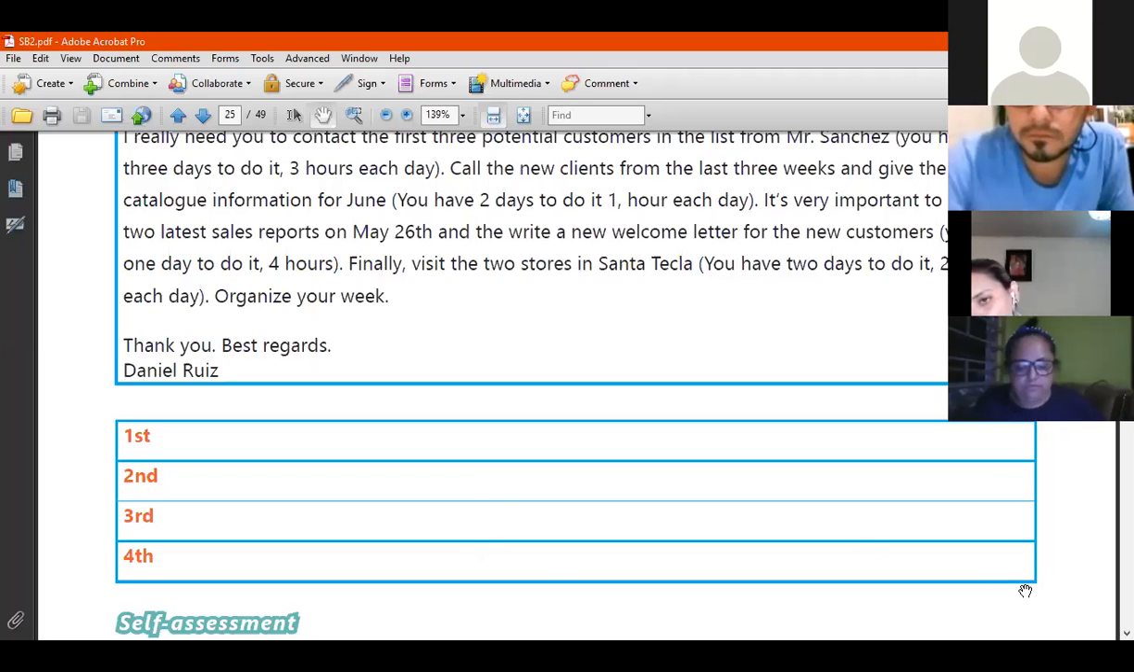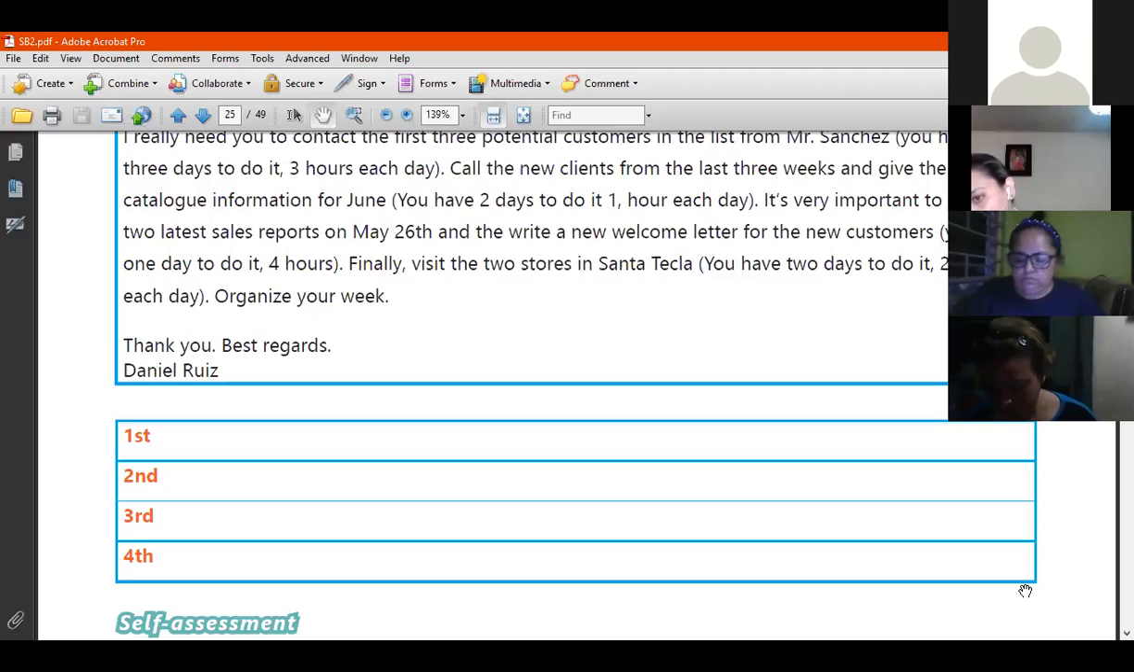Let's see. Luis, what do you have in number two? The last report on May 26 and write a new welcome letter to the customer. But there are two activities there. In the catalog, it says "and." And means that we are joining another sentence. It's a conjunction. What do you have in the second one, Ana Gabriela?